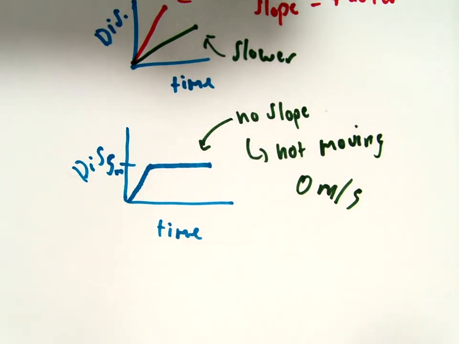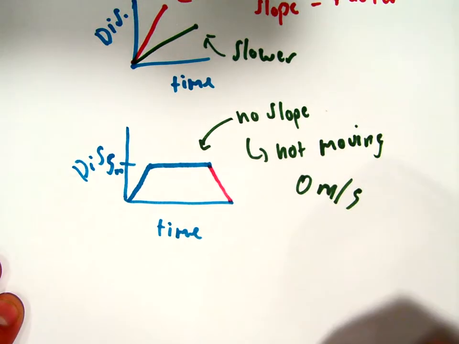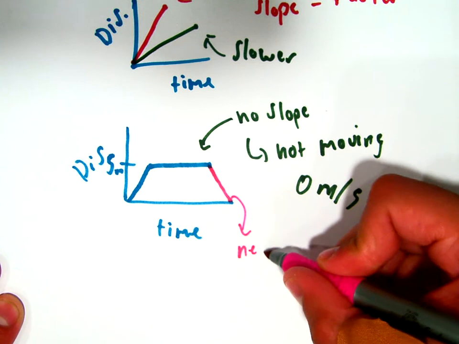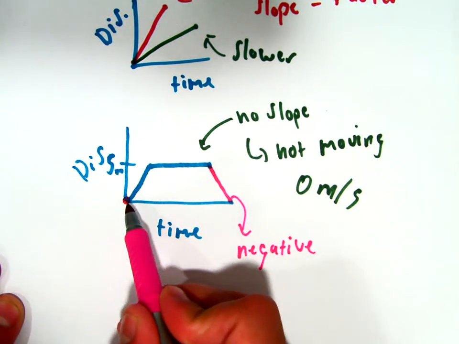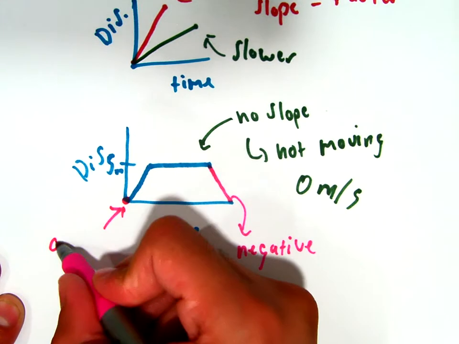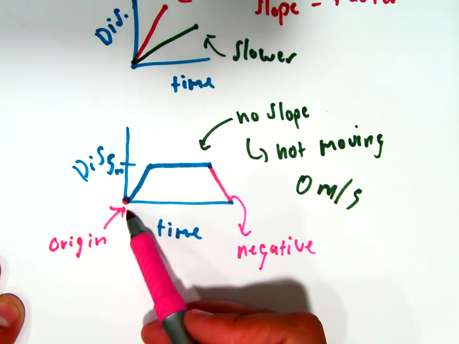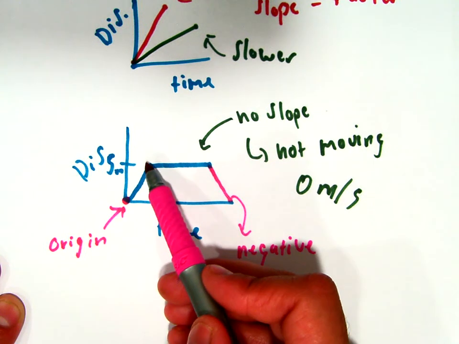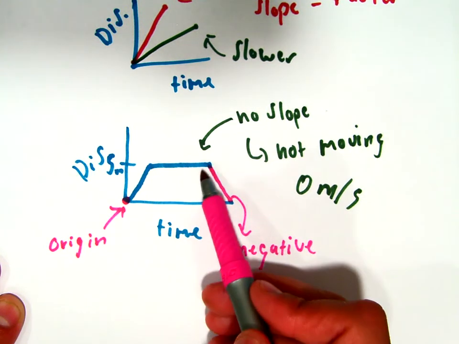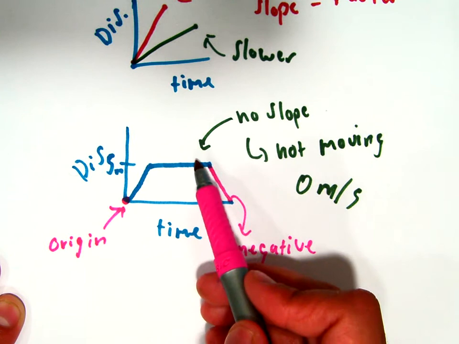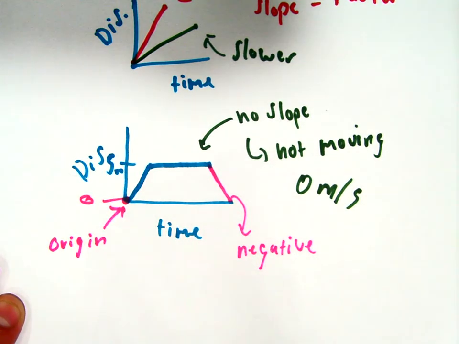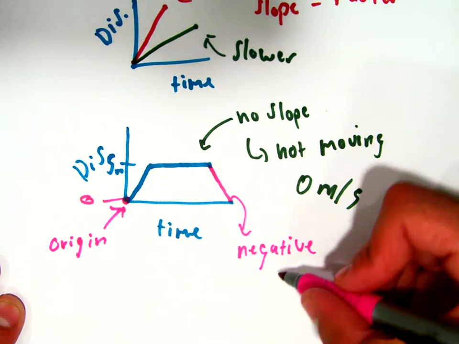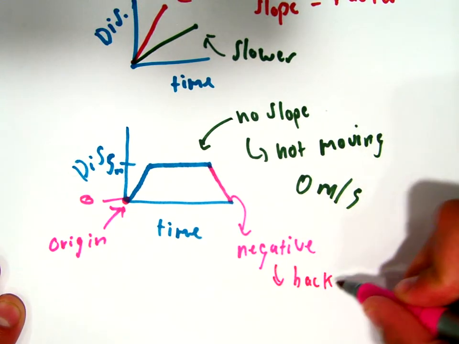Last of all, what if you see a negative slope? A negative slope. So you might see something like that, right? Where it is negative. Well, if this is my origin, right? If I'm moving away from it and have a positive slope, then if I'm going negative, all it means is I'm going back to my origin, because I'm going back to the original spot, which was 0, which is where I started. So negative slopes, all they mean is back to origin.